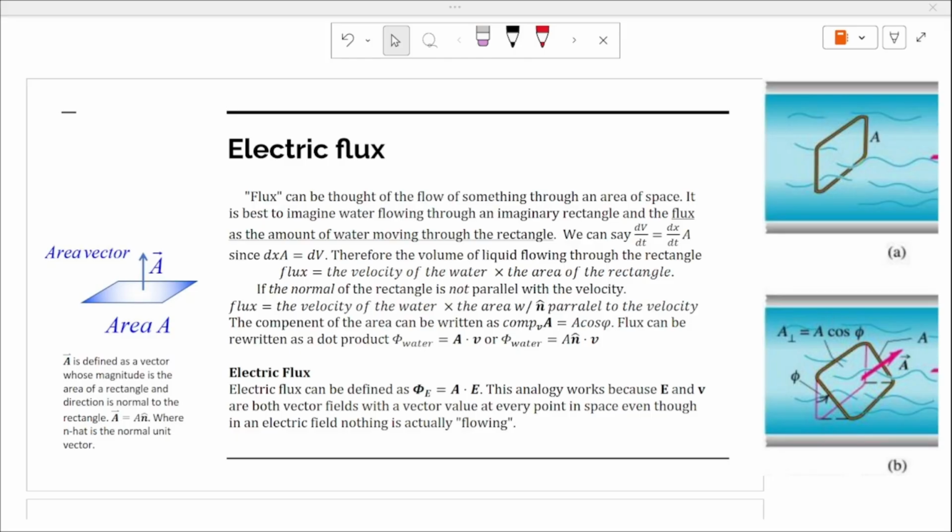From here we can define electric flux. Electric flux is defined by phi E, which is this capital letter phi, equals A dot E, where A is the area vector and E is the electric field vector.